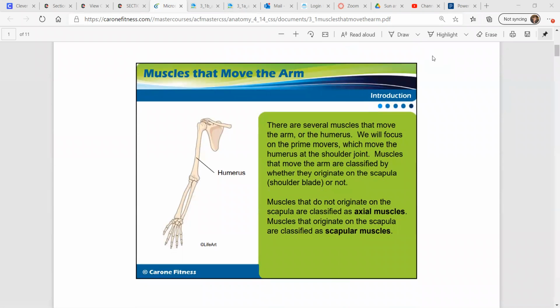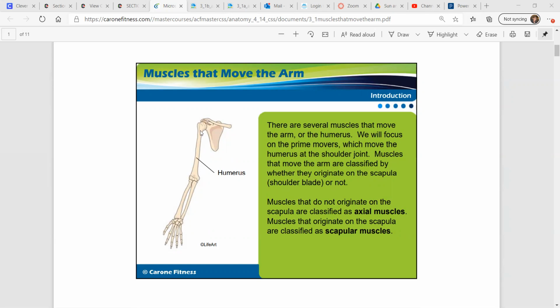So your arm, very important limb. We use it to do all types of stuff, from carrying groceries, backpacks, to writing down our names, writing papers, cooking, lots of things. And there are several muscles that move the arm or the humerus. We will focus on the prime movers, and the prime movers move the humerus at the shoulder joint. So we're going to be dealing with this area here.